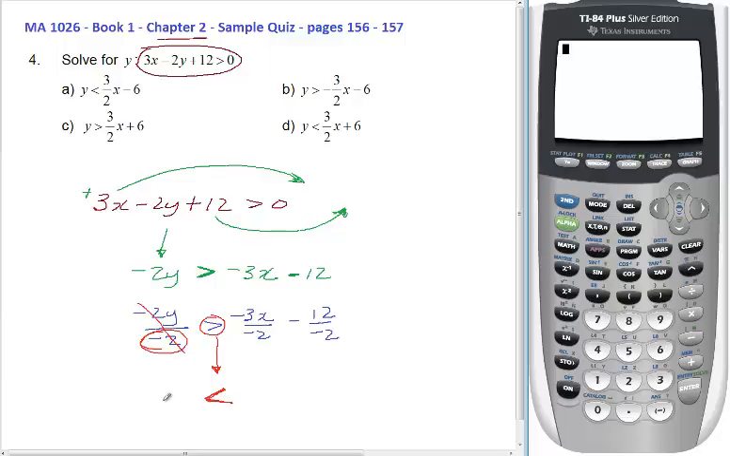Of course, those will cancel, leaving me with y. Now, simplify the rest. Negative over negative, two negative signs, that'll be positive 3 over 2x. And again, negative over negative, when we divide that 12 by 2, we're going to get positive 6. So there's our answer: y less than 3 over 2x plus 6. Now look up, which one is that? Y less than 3 over 2x plus 6, and the answer is D.